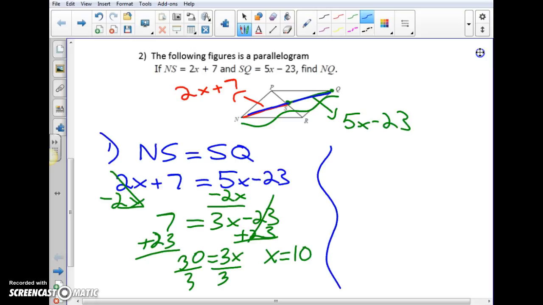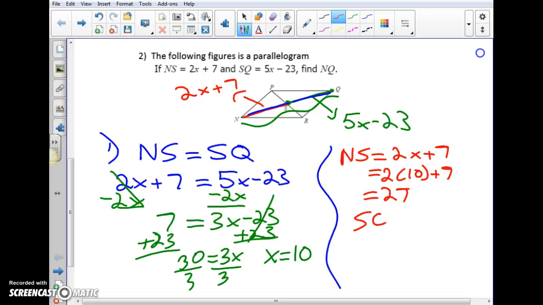Now again, I've already decided if I can just figure out what NS is, SQ is the same thing, and then I can just double it. Or if you want to think about adding NS plus SQ, you can do that also. So finding NS now, NS is 2x plus 7. I now know that x is 10, so 2 times 10 plus 7 is going to give me 27. Therefore, SQ is also equal to 27. So adding the 2 up, or just thinking about doubling it, is 27 plus 27. So the diagonal is 54.